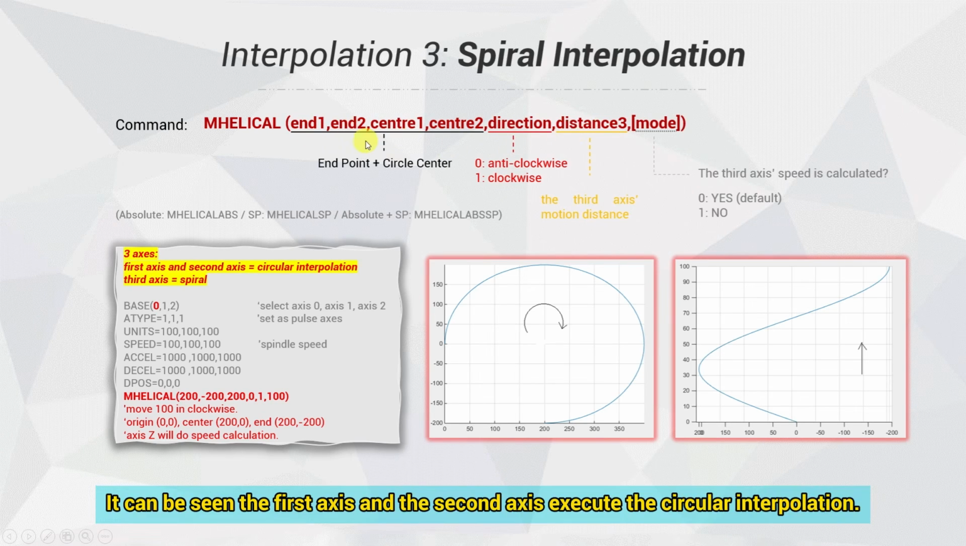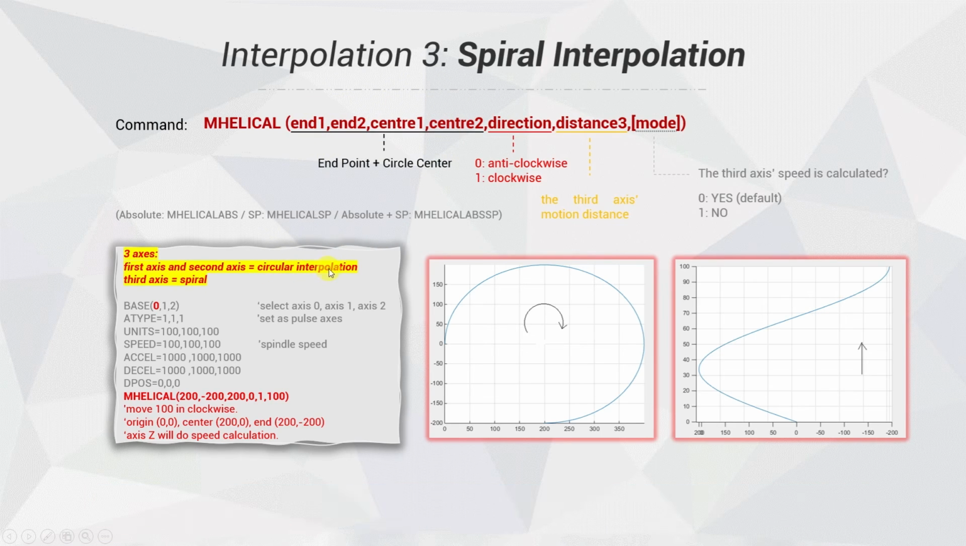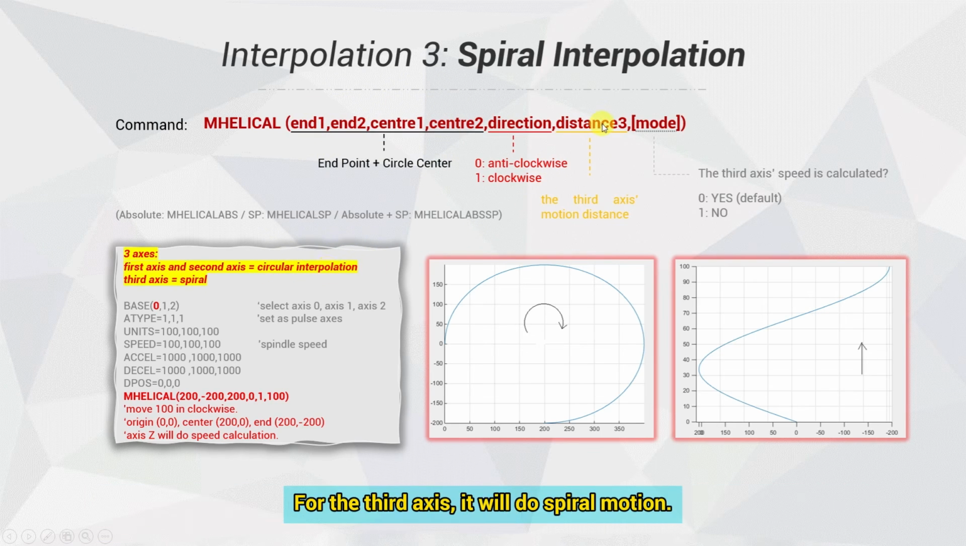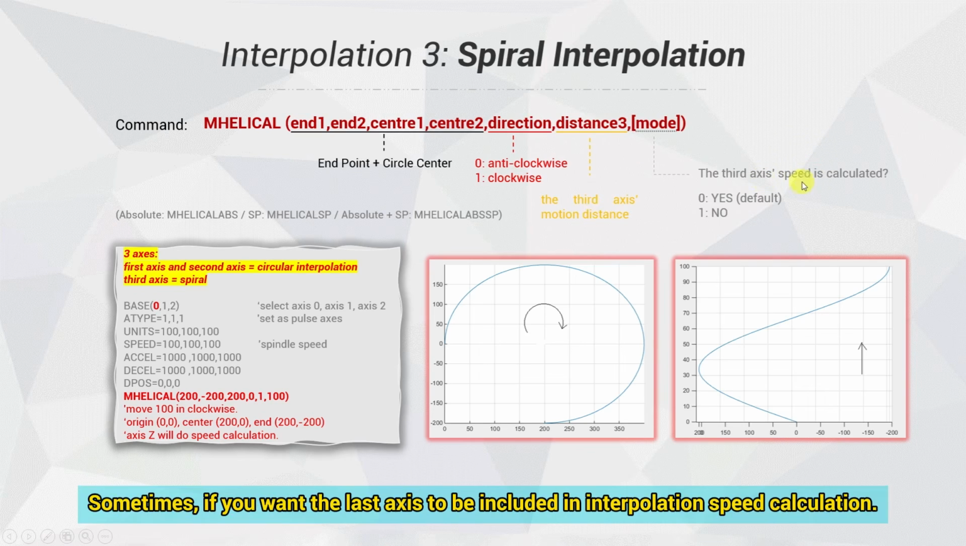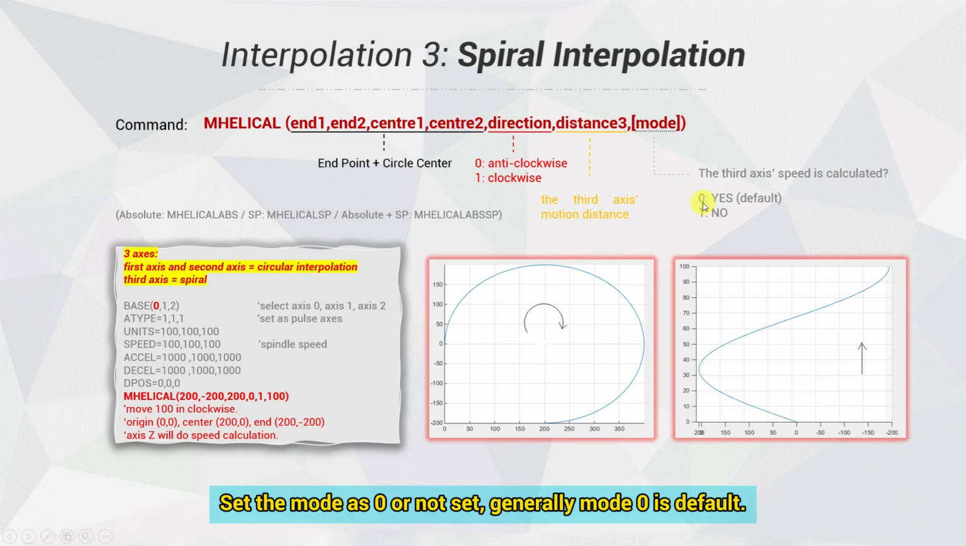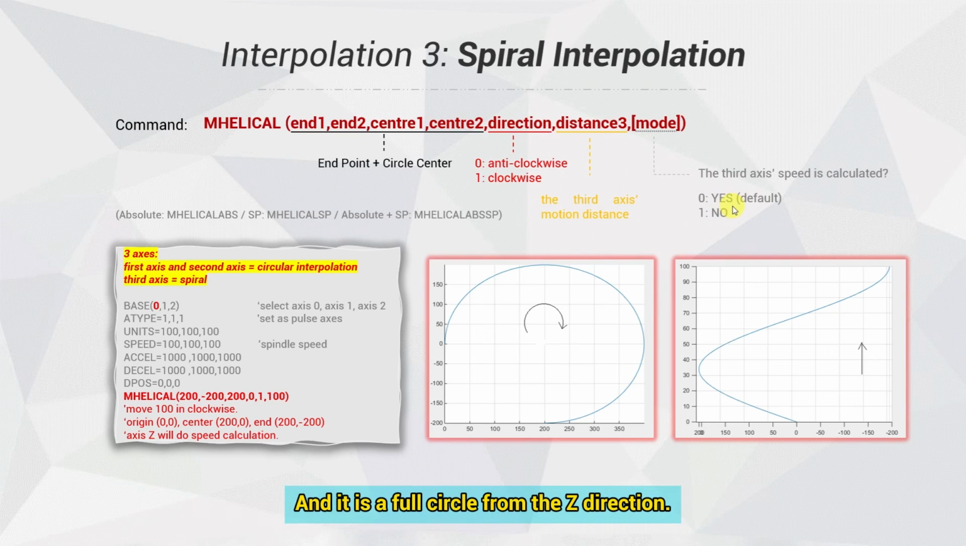It can be seen the first axis and the second axis execute the circular interpolation. For the third axis, it will do spiral motion. You only need to enter the distance. Sometimes, if you want the last axis to be included in interpolation speed calculation, set the mode as 0 or not set. Generally mode 0 is default. Through this command, axes can make one complete spiral. And it is a full circle from the Z direction.